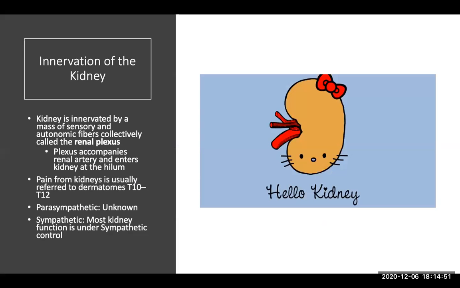Innervation of the kidney: it's innervated by the renal plexus, which accompanies the renal artery and enters the kidney at the hilum. Pain from the kidneys is usually referred to the T10 to T12 dermatomes. The parasympathetic role is unknown, but the sympathetic role is that most kidney function is under sympathetic control.